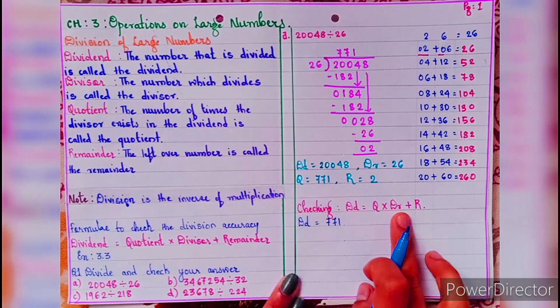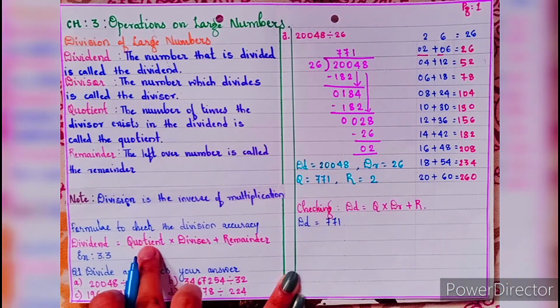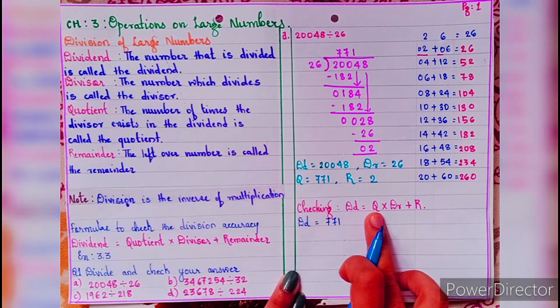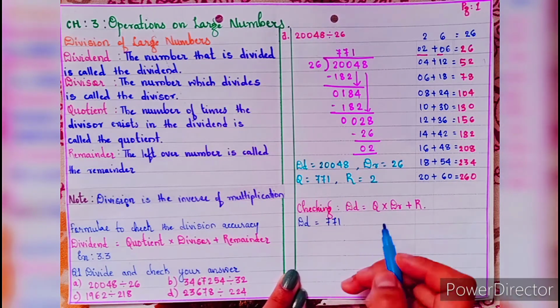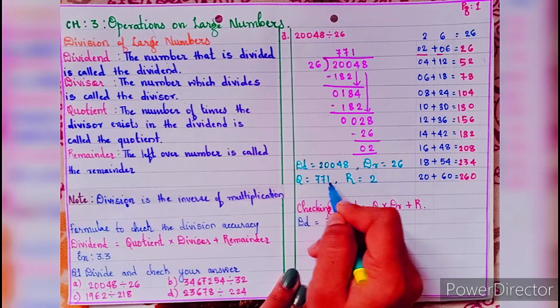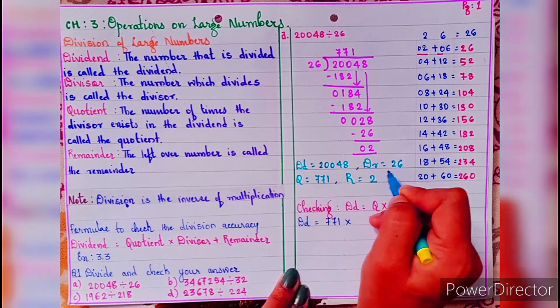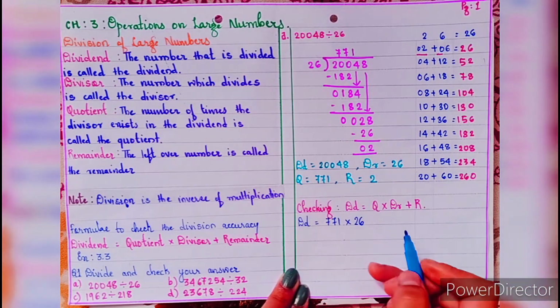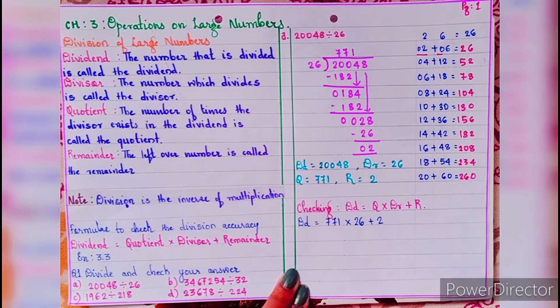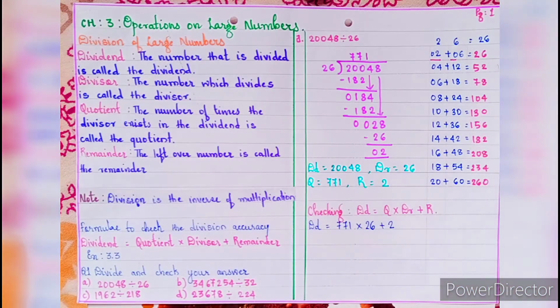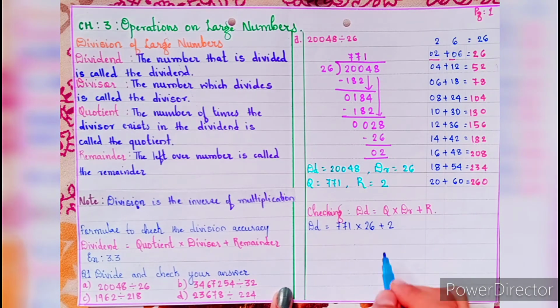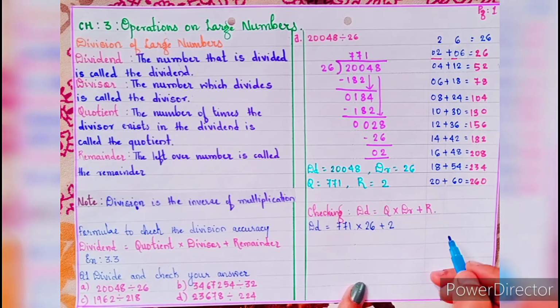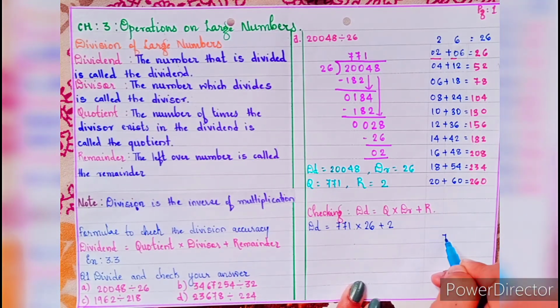The formula is already written there. So here I have written formula in short, and here it is in full: dividend is equal to quotient into divisor plus remainder, and here I have written quotient means Q, divisor means dr, and remainder for r. Now quotient is 771, multiply this with divisor, that is 26, and then I have to add plus 2 in it. Now let's find the product of 771 into 26, and then whatever product we will get, in that we have to add plus 2. So I will do that multiplication this side.